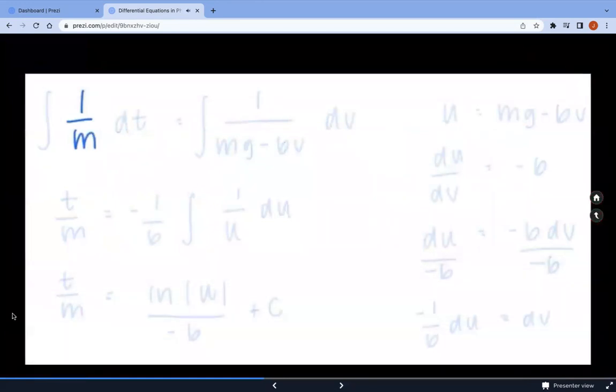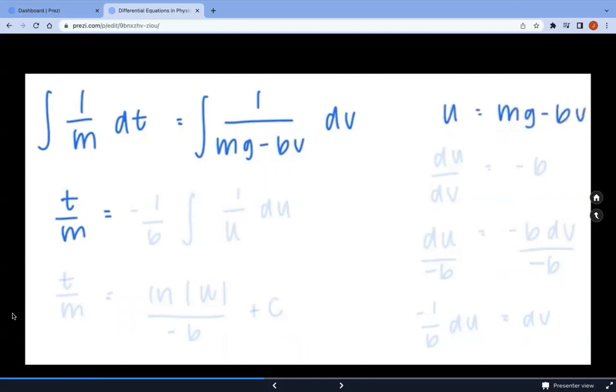The next step in solving our differential equation is to integrate both sides. For the left side of the equation, the integral of 1 over m with respect to dt is just t over m. But for the right side, we'll have to use u substitution. Let's set our u equal to mg minus bv and derive our u expression.